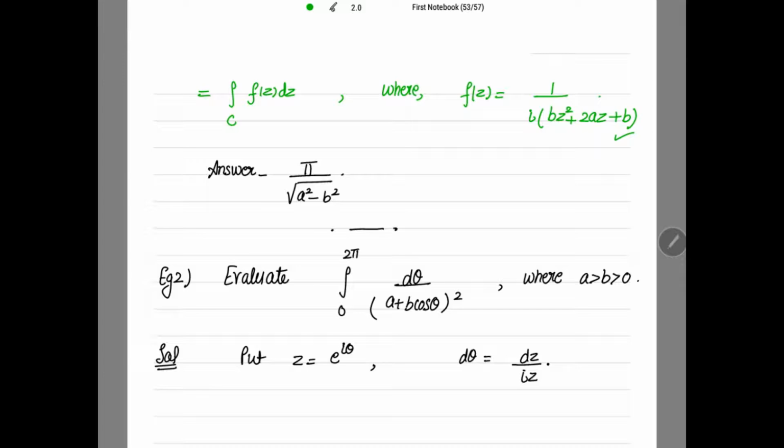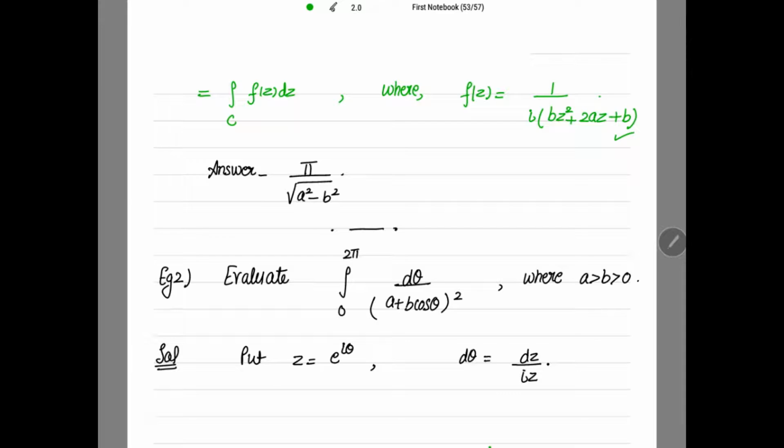Next is example 2. This is another kind of example. Here in the denominator I am having the square power. So far we have done with the power 1. Now in this example the denominator has the power 2. Evaluate integral 0 to 2 pi d theta over (a plus b cos theta) whole square, where a is greater than b greater than 0. Now here I have to ensure that the limit should be from 0 to 2 pi, and it is already from 0 to 2 pi. So there is nothing to change.